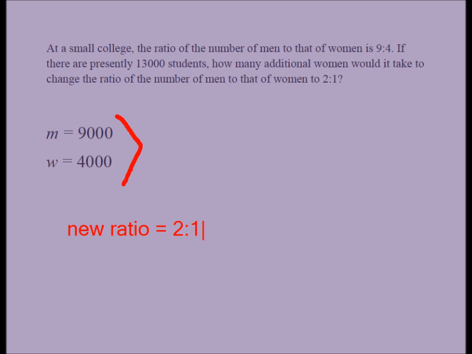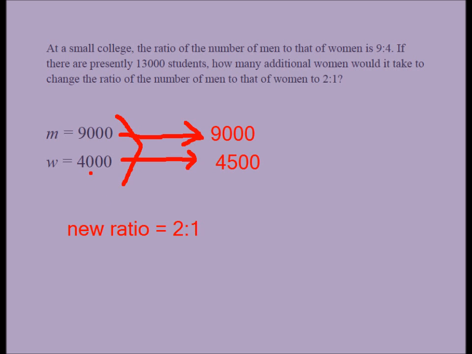Well, if I have 9,000 men, I need half of 9,000, which is 4,500. So I have 9,000 men. This is still 9,000. Let's write 9,000 here. And I want half of that to be the total number of women, which turns out to be 4,500.